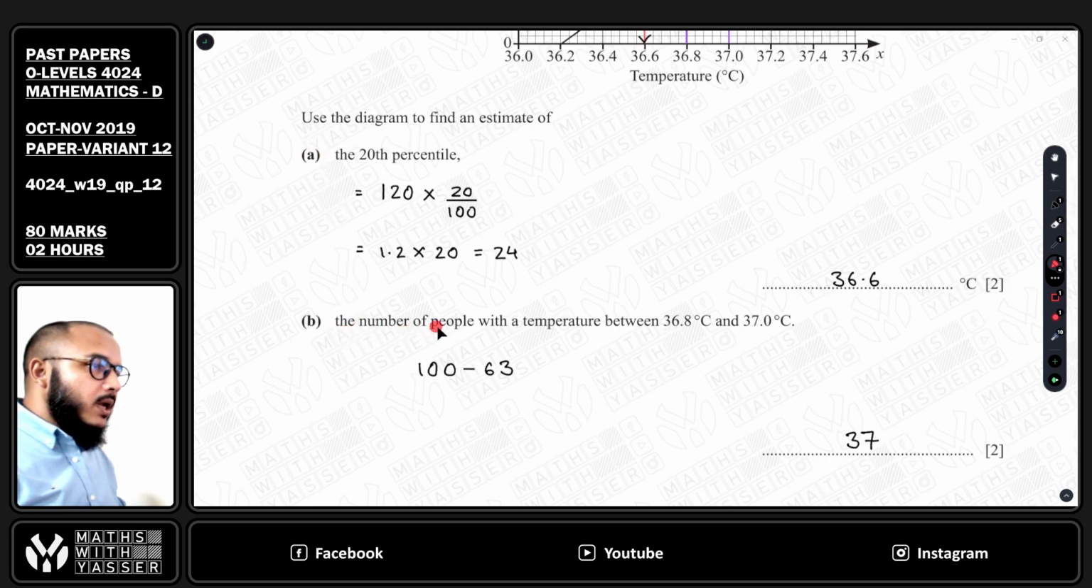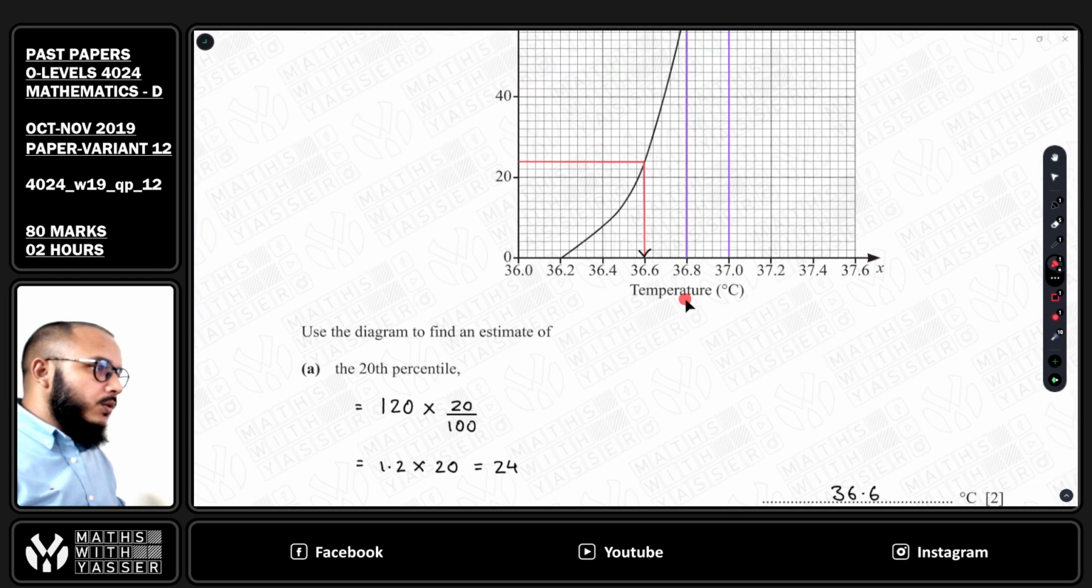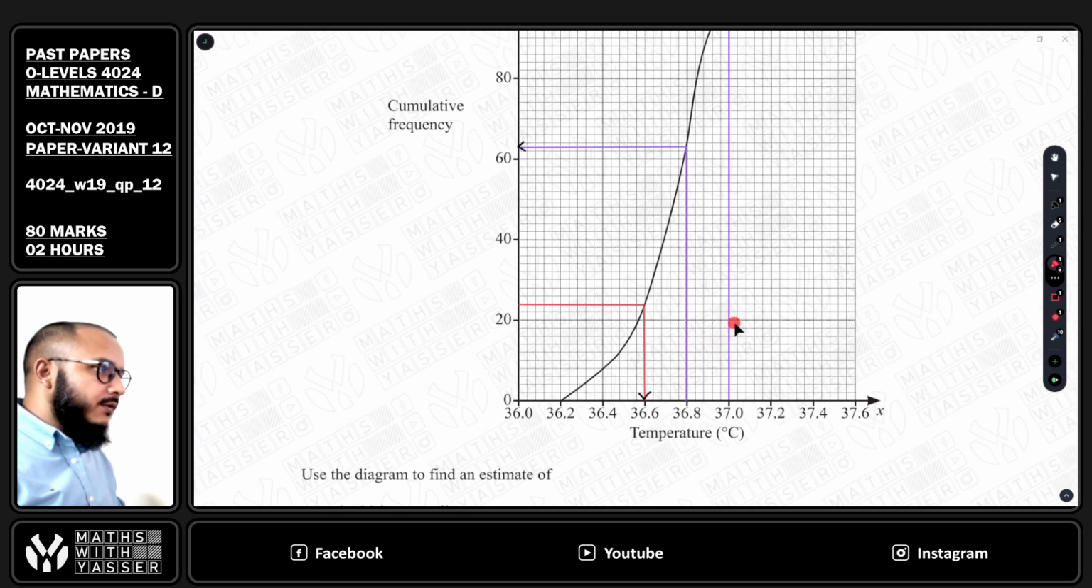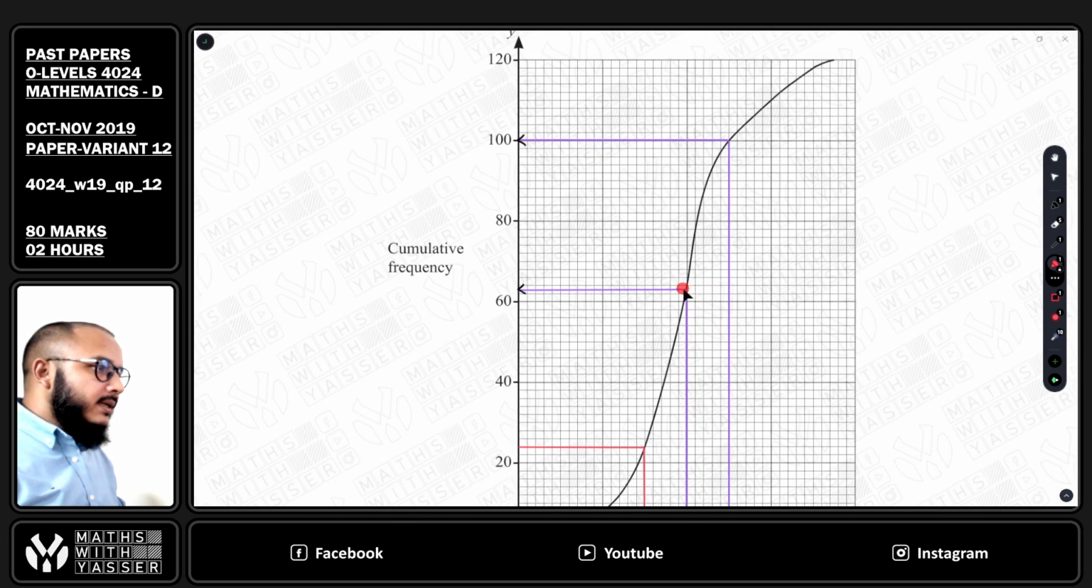again, we need to estimate the number of people with a temperature between 36.8 degrees and 37 degrees. So these are the values on the x-axis. So first we need to figure out where it shows. So this is 36.8 and this is 37. Now we need to draw a vertical line first for both of them and see where it meets the curve.